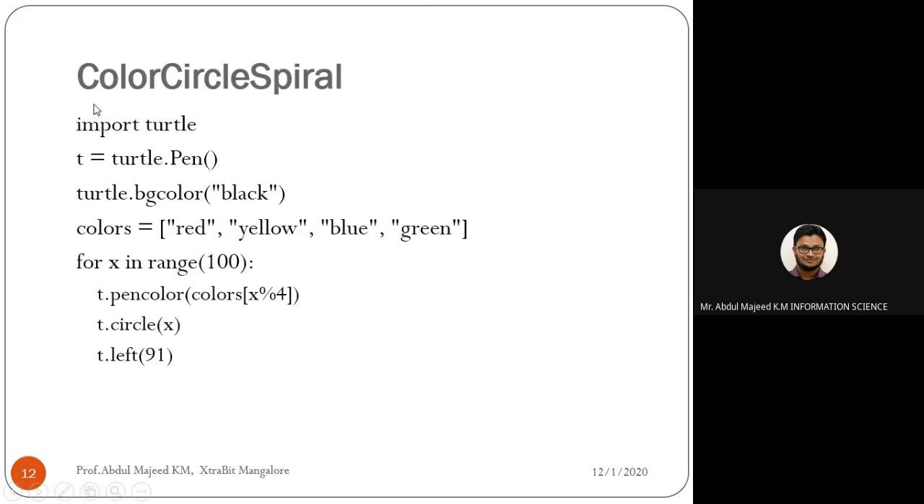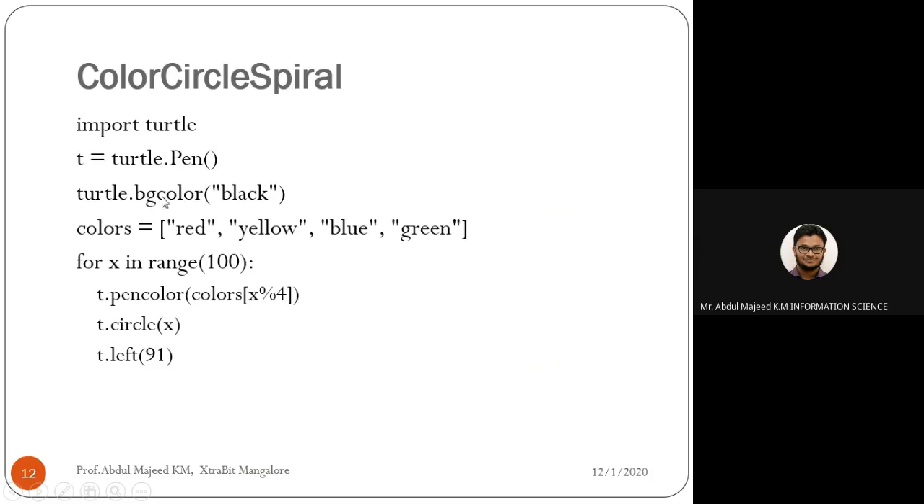Color circle. How to draw the color circle. So everything is the same, but instead we are using some colors. Okay. So first we created a turtle object T. So T is nothing but our turtle. Then we are changing the background. So how to change the background color?